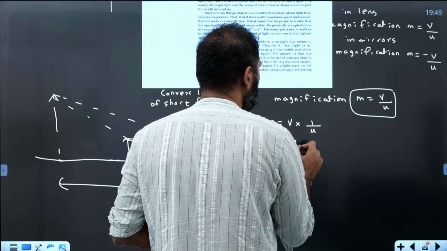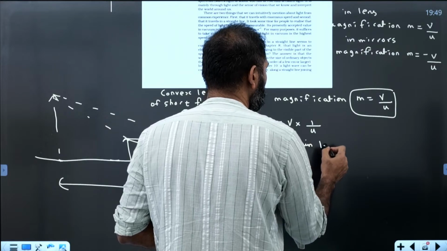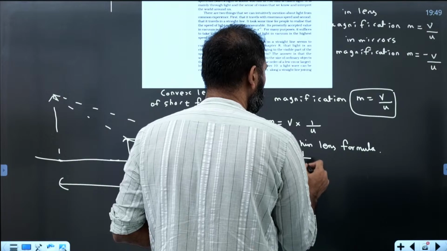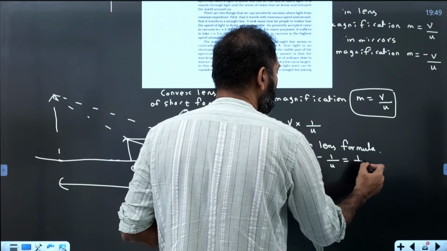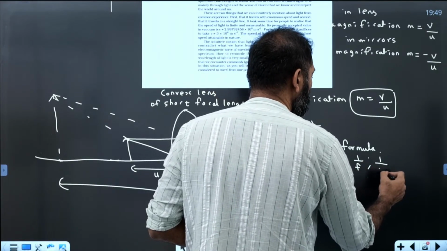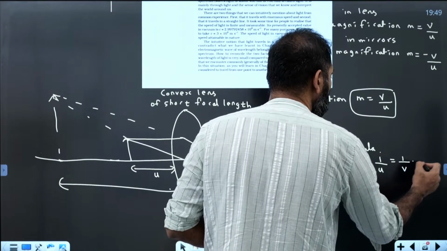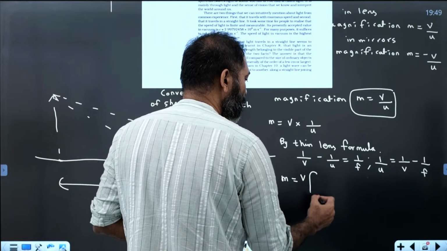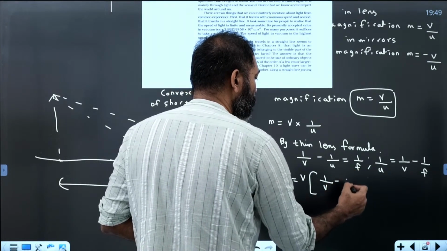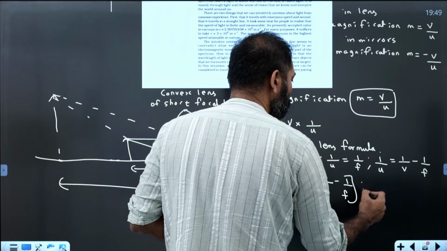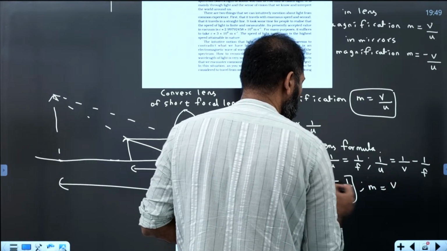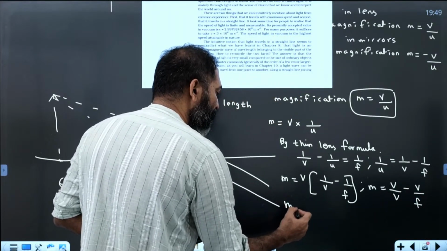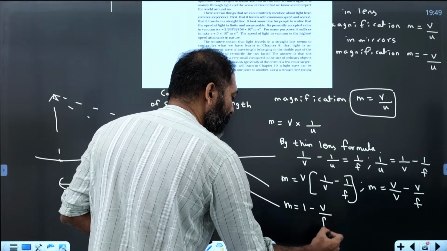By the thin lens formula, 1 by V minus 1 by U is equal to 1 by F. So therefore 1 by U is equal to 1 by V minus 1 by F. So magnification M is equal to V into, instead of 1 by U, I can write 1 by V minus 1 by F. If you take V inside, M is equal to V by V minus V by F. So magnification M is equal to 1 minus V by F.